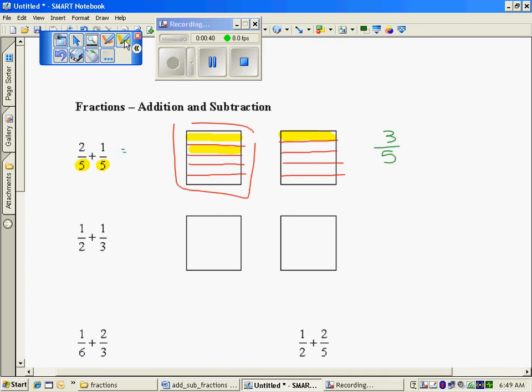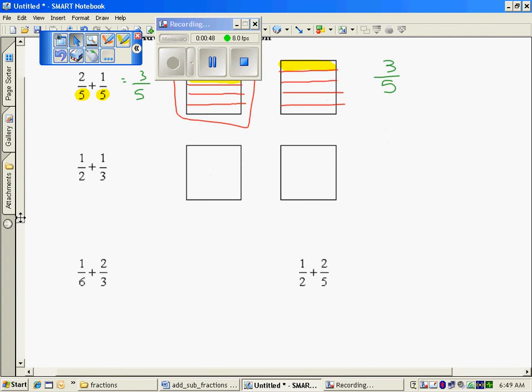Notice 2 plus 1 is 3, and I keep my denominator. My piece size does not change. It still stays divided into 5 pieces. If I take a look at the next diagram, 1/2 plus 1/3, those are different size pieces.